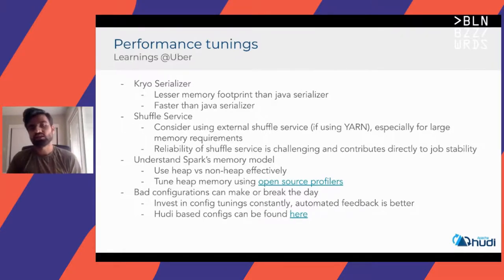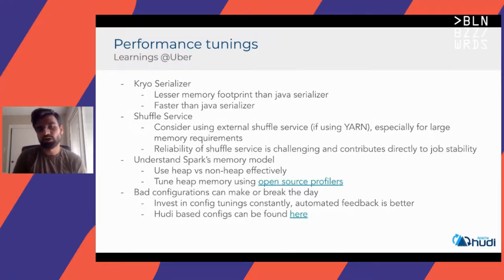The second thing I want to touch upon is shuffle service. Shuffle service is something that's used by Spark, for example, to move around data when you are performing shuffles. And so if you have the opportunity to use a resource scheduler or resource manager like Yarn, consider using an external shuffle service, especially for large memory requirements. The reliability of shuffle service is challenging, and it contributes directly to job stability. And doing this helped us initially in how to manage how Spark applications are reading large amounts of data.